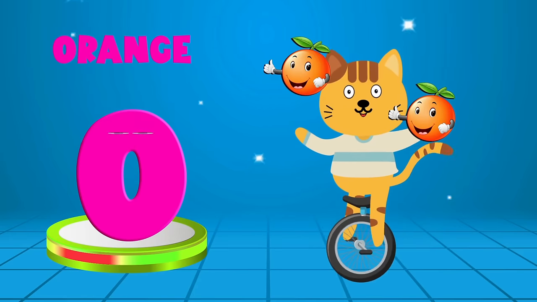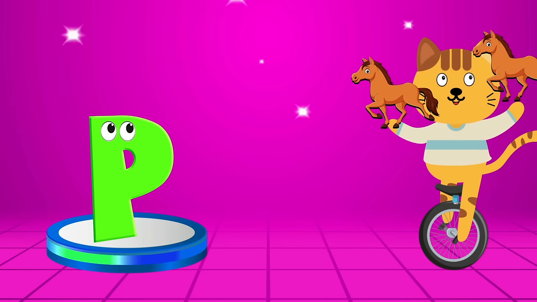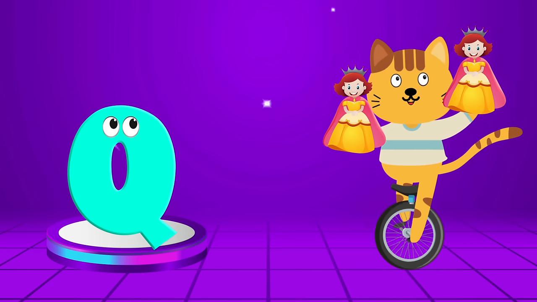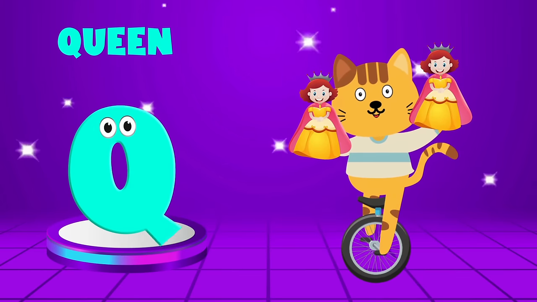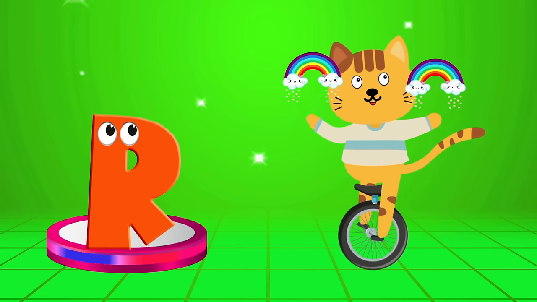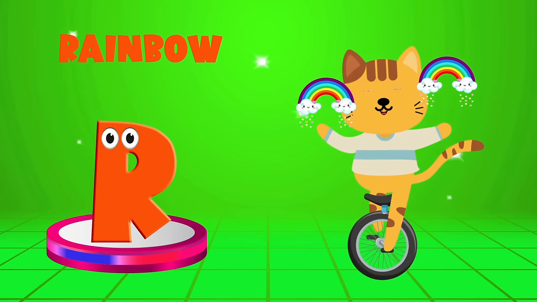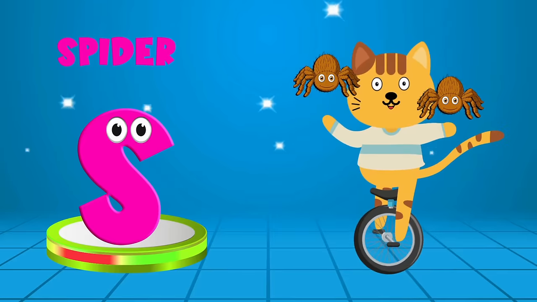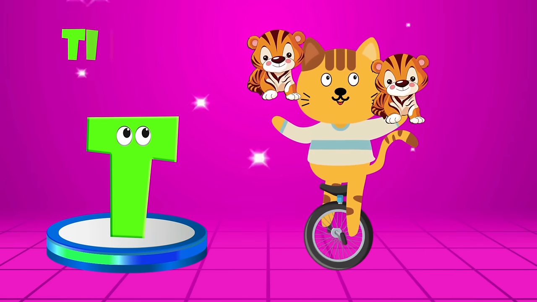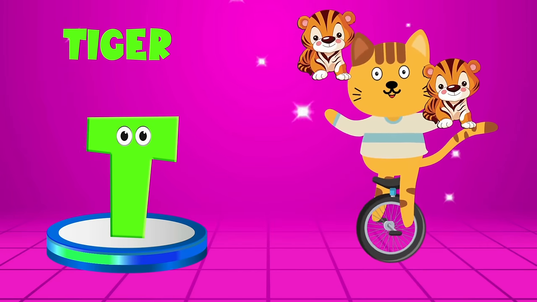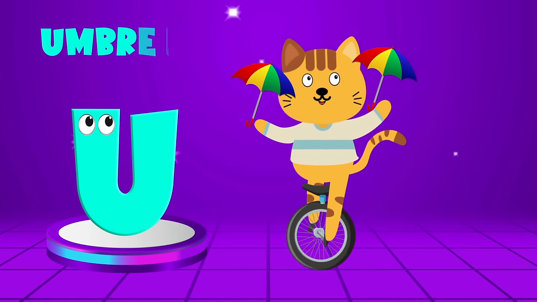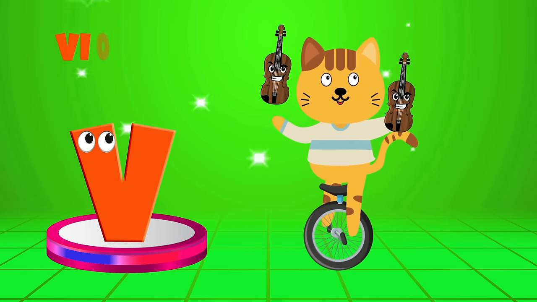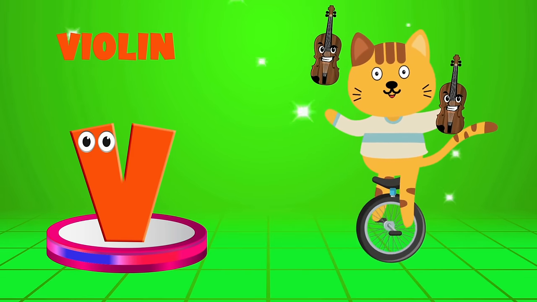O is for orange, orange. P is for pony, pony. P, pony. Q is for queen, queen. R is for rainbow, rainbow. R, rainbow. S is for spider, spider. S, spider. T is for tiger, tiger. U is for umbrella, umbrella. U, umbrella. V is for violin, violin. V, violin.